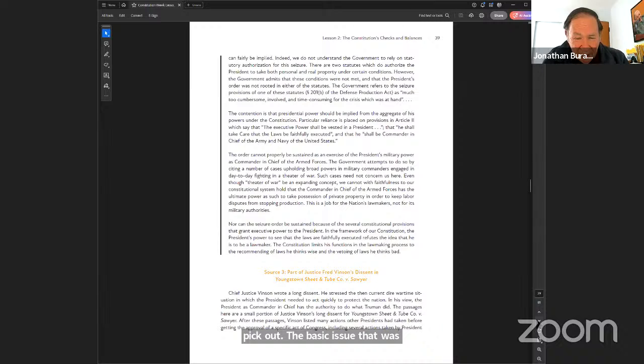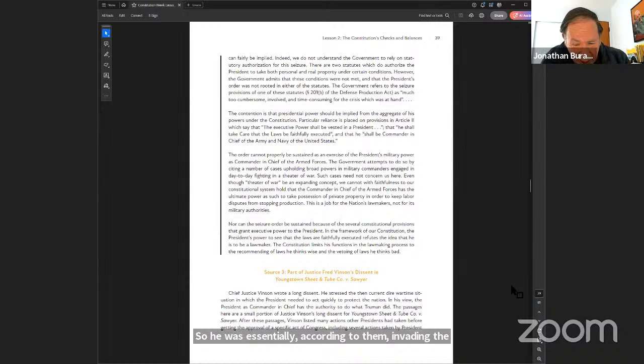And this is the majority opinion that basically explained why the decision was that the president didn't have the authority: because Congress had not legislated, it took a legislative act to give him that authority. So he was essentially, according to them, invading the powers of Congress.